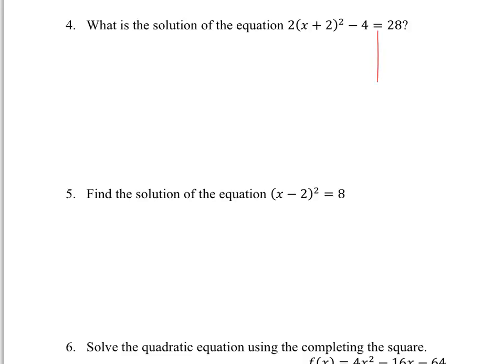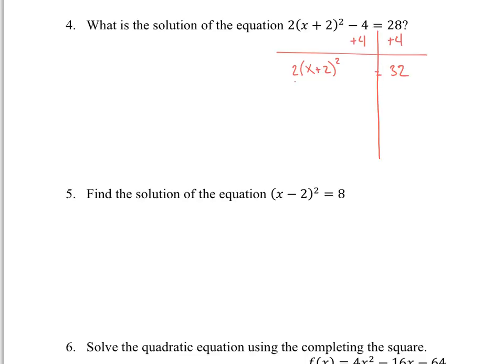The first thing I'm going to do is just draw my river, is what I call it. It's the line to divide our equal sign. And we're going to just start trying to get that x by itself. First thing I'm going to do is add 4 to both sides. Then I'm going to have 2 times x plus 2 on this side squared equals 32.